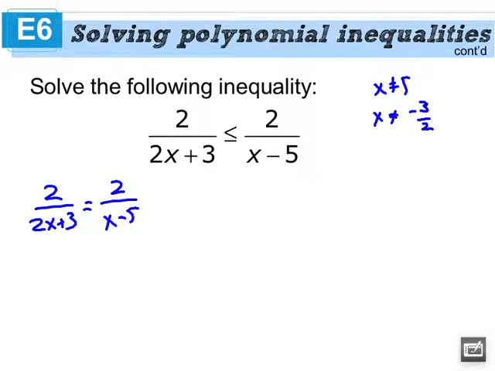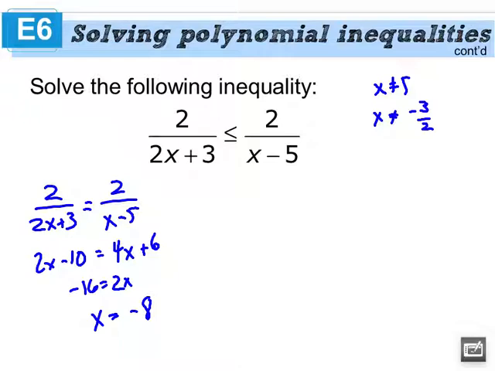Cross multiply. 2x minus 10 is equal to 4x plus 6. So, did I do my math right? Okay. Number line. When you put stuff on the number line, put it on the number line in the correct order. Negative 8, negative 3/2, and 5.